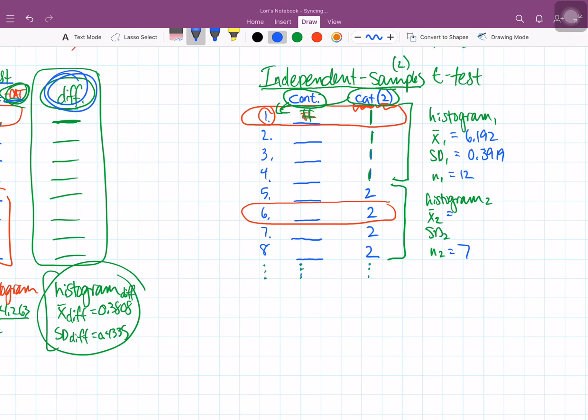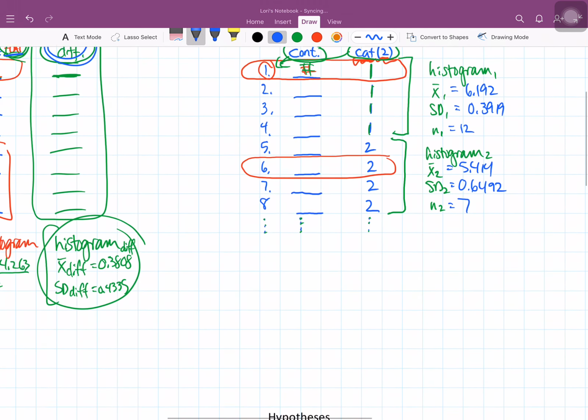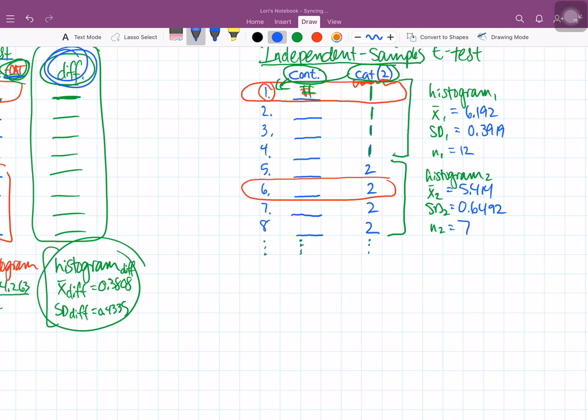The mean for group 2 was 5.414, and the standard deviation for group 2 was 0.6492. So find that example and you can follow along with what we're doing here. And I'd like to start doing something where I make a drawing of what this actually looks like.